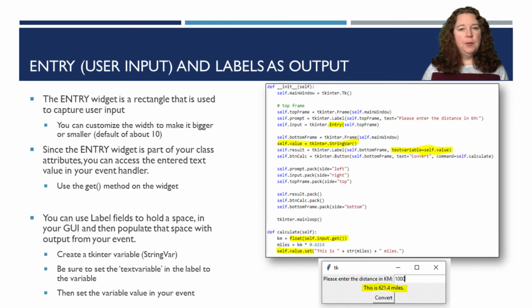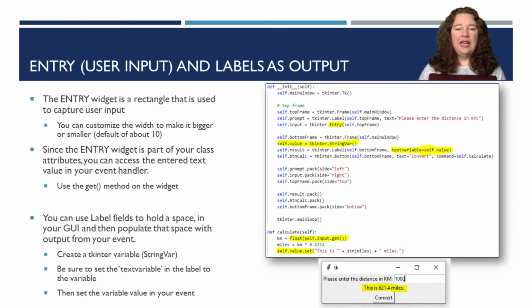I'm going to turn it into miles. So I'm going to take miles and make that equal to kilometers times 0.16114. And then I'm going to set that string variable, self value. I'm going to set the value of that equal to the string. This is blank miles, and I'm going to fill it in.